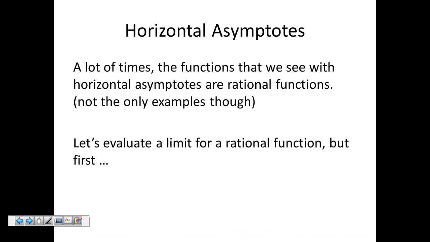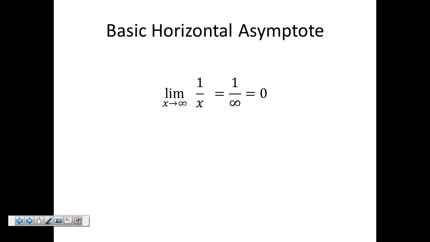So a lot of times the functions we see with horizontal asymptotes are rational functions again. They're not the only examples though. So let's evaluate a limit for a rational function. But first, here is the most basic horizontal asymptote. When you take the limit as x approaches infinity of 1 over x, what that means is that we're trying to plug in a really huge, big, nasty number on the bottom of this simple fraction.